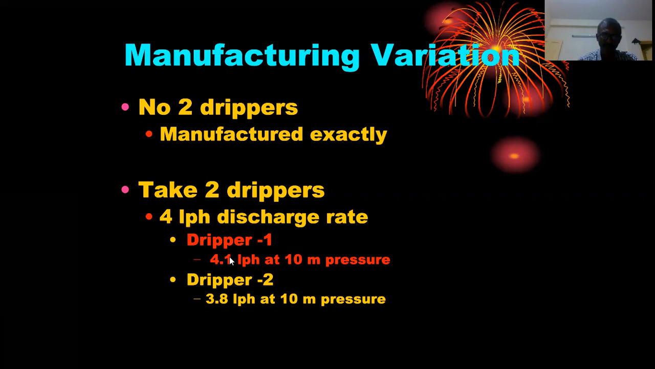Let us assume that it gives 4.1. And the next dripper gives 3.8 liters per hour at 10 meters pressure. So this is how things will vary. You should keep in your mind that if it is said 4 liters per hour at 10 meters pressure head, on an average you will get 4 liters per hour. But if you examine dripper by dripper, you will find that it will vary.